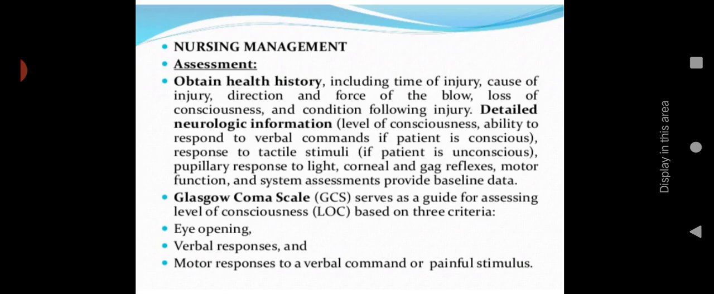Then next one is the Glasgow Coma Scale. I will take a detailed class on the Glasgow Coma Scale afterwards. It is a scale we mainly use for the assessment of level of consciousness. In that, mainly three criteria are there: eye opening, verbal response, and motor response. You can go through the textbook and see the Glasgow Coma Scale. I will give you the explanation later.